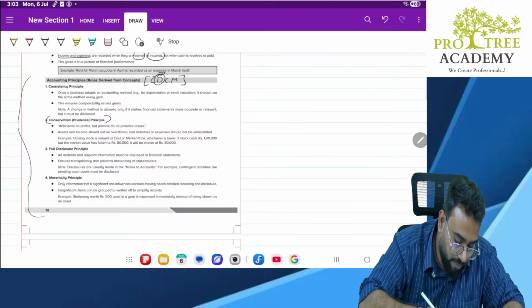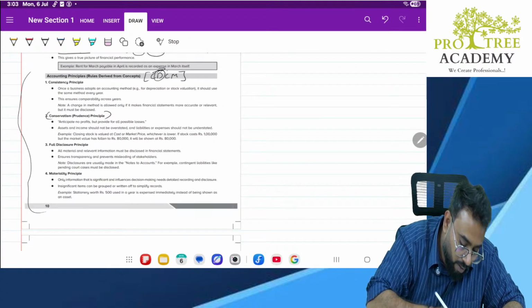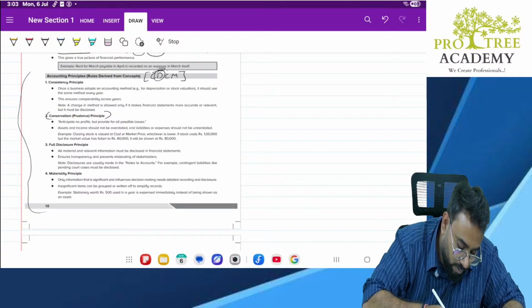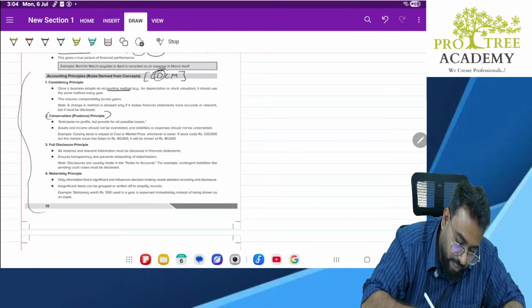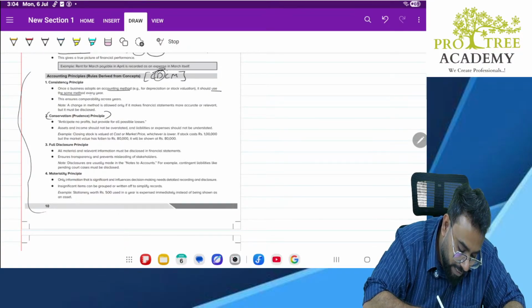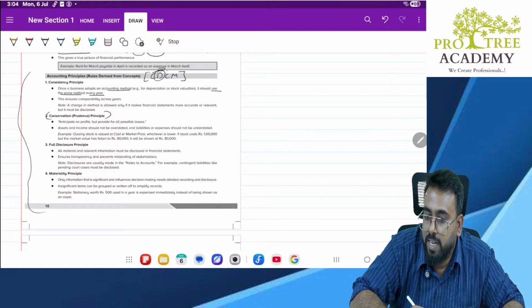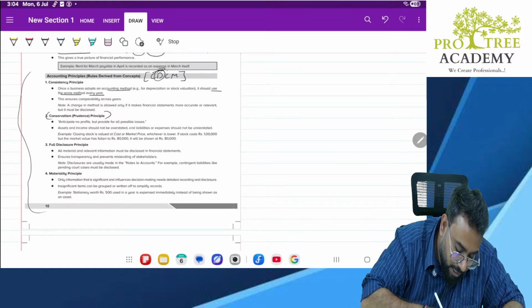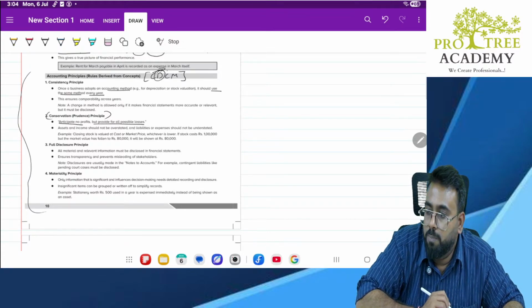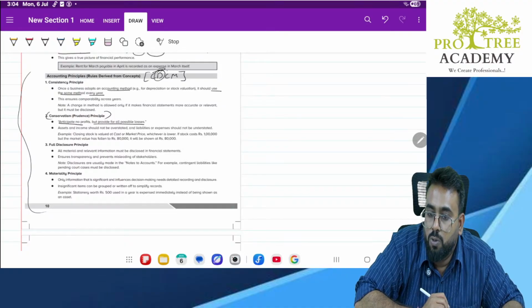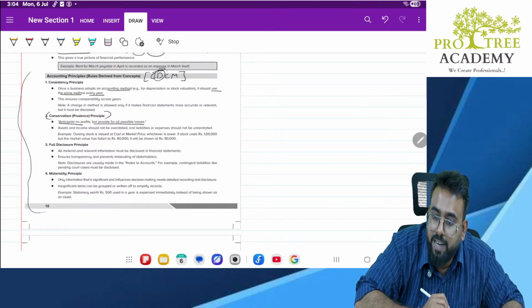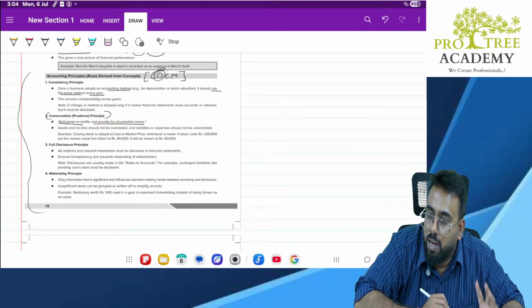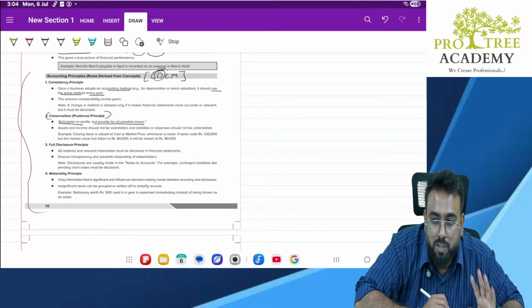Here also if you look very carefully, they use one keyword. Once a business adopts an accounting method, it should use the same method every year. That is the keyword. Here, anticipate no profits but provide for all possible losses. So no profit can be anticipated, but if any losses are there, please account for them or provide for those losses. Am I clear?